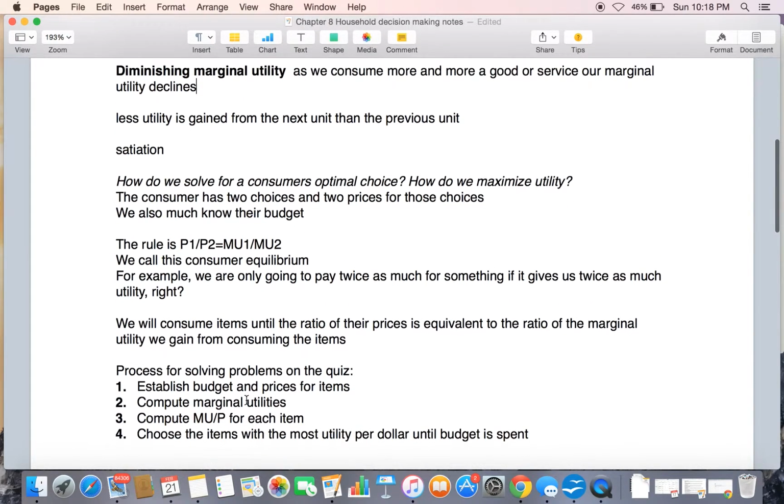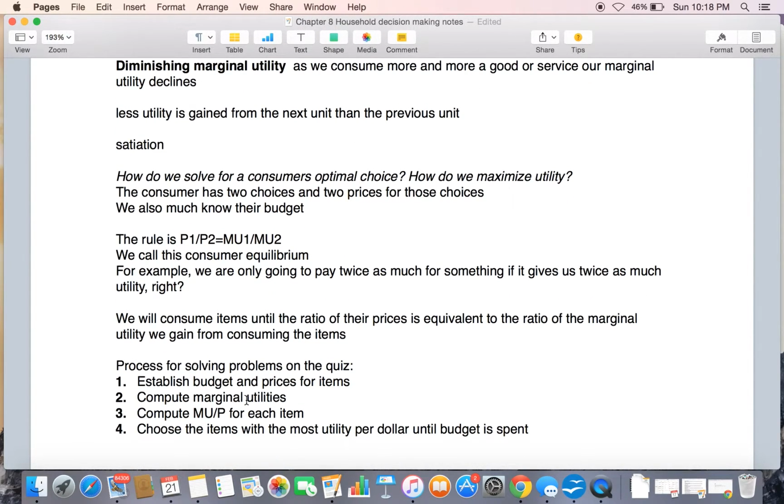So something that might have come up as a question for you, especially when working on the quizzes, is how do I solve for a consumer's optimal choice given some options? How do we maximize their total utility? So we're always going to maximize the total utility given two options and knowing the prices for those choices. We also will need to have a budget for the consumer. And we're going to use this rule where the price of one item divided by the price of another item will be equal to the marginal utility of the first item divided by the marginal utility of the second item. We call this consumer equilibrium.